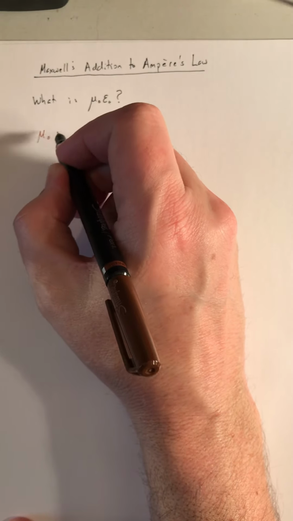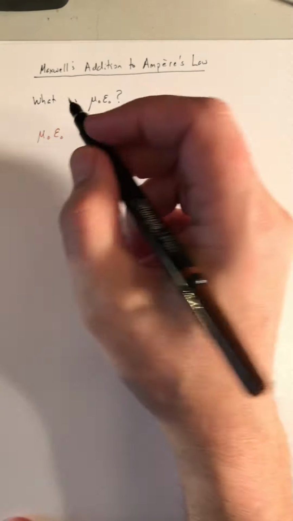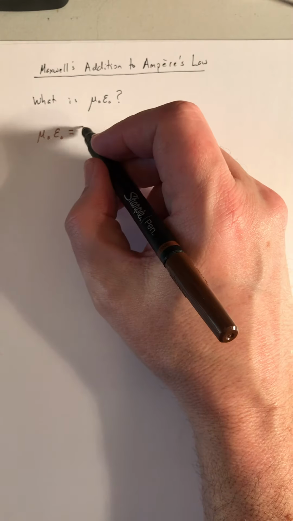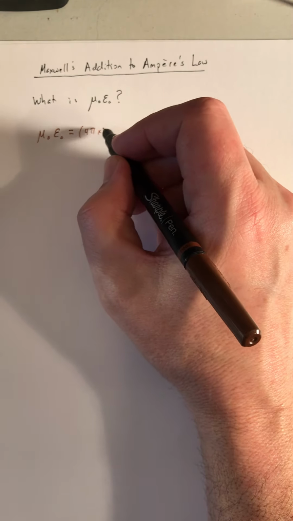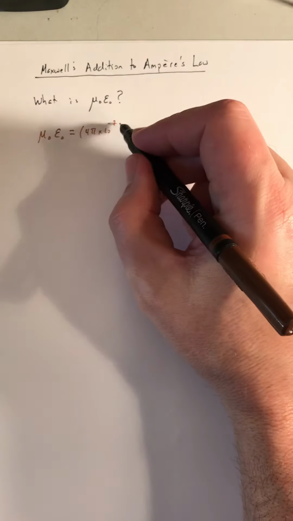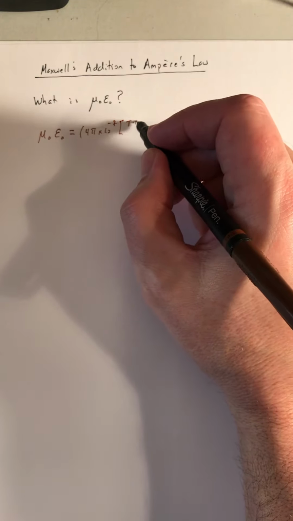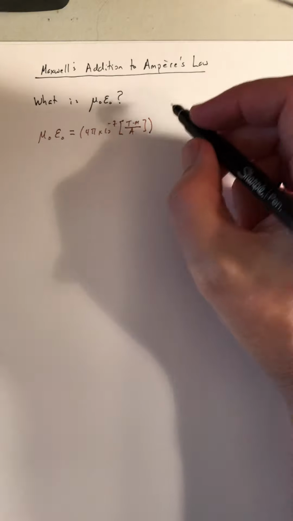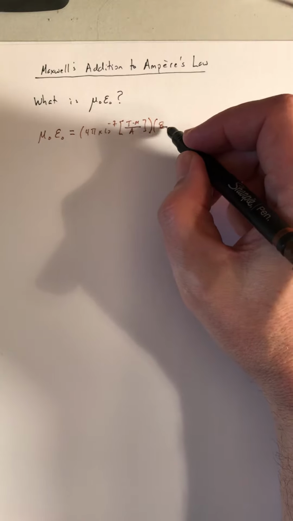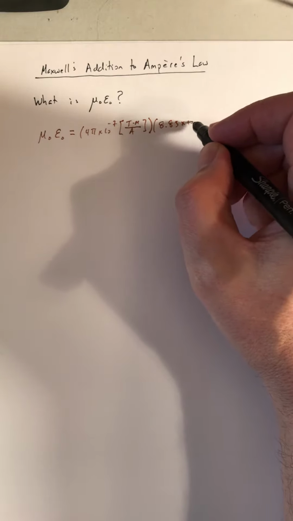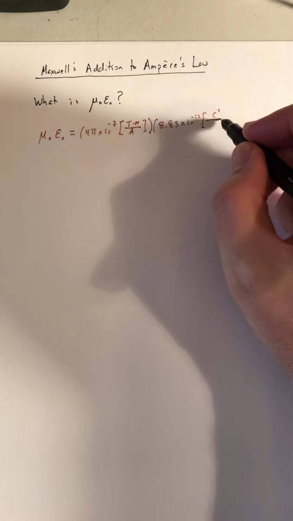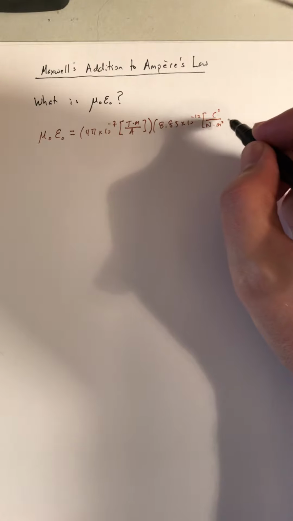So, permeability of free space times permittivity of free space. These are: mu naught is 4 pi times 10 to the minus 7, and that is Tesla meter per ampere, and the permittivity of free space is 8.85 times 10 to the minus 12, and that is Coulomb squared per Newton meter squared.